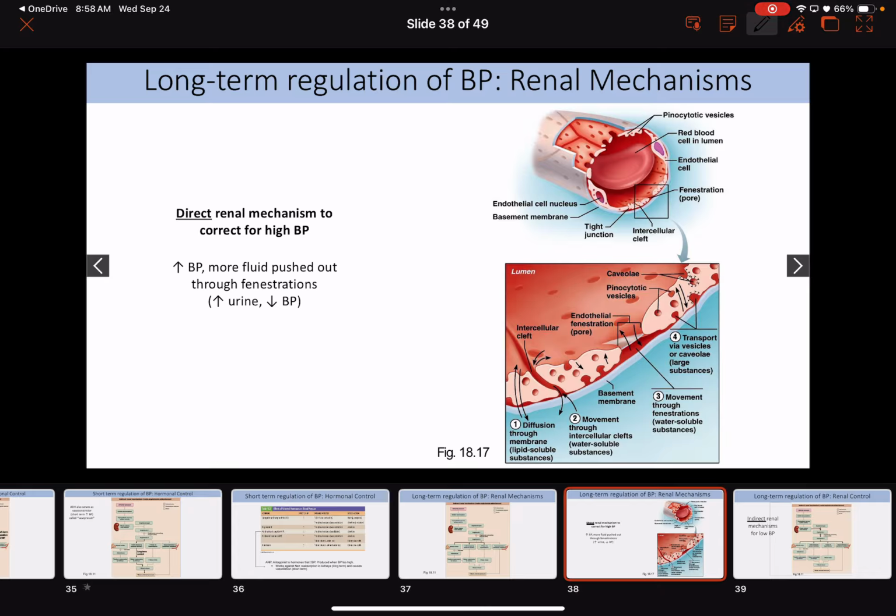This is how the kidneys directly regulate their own blood pressure at a local level. If you have high blood pressure, more fluid is pushed out through fenestrations, so you have more urine, less blood volume, and therefore less blood pressure.